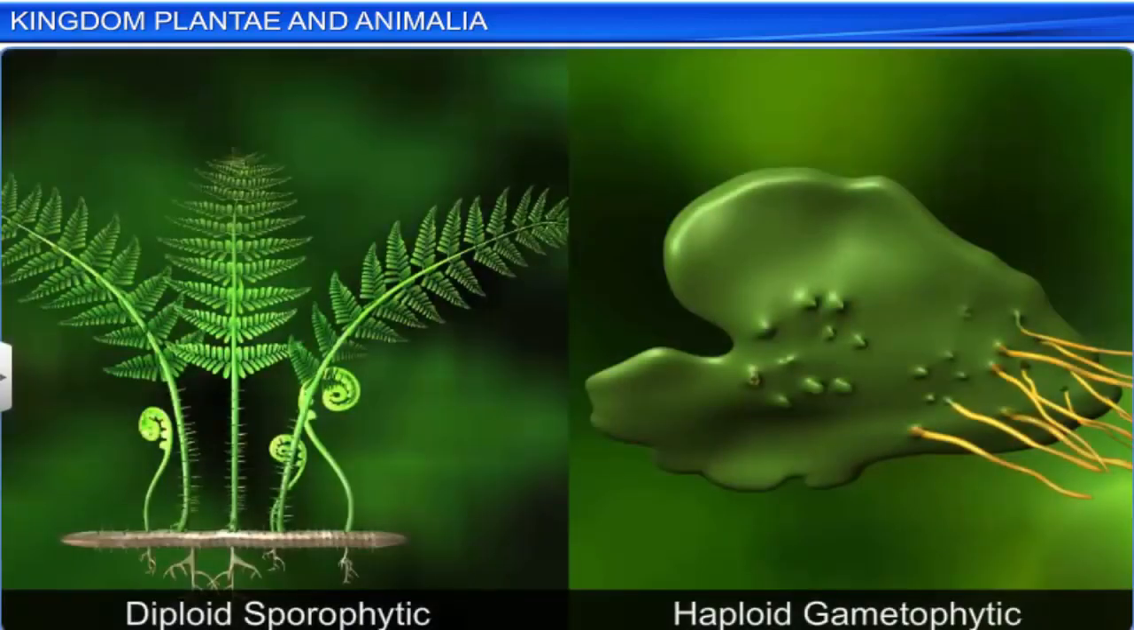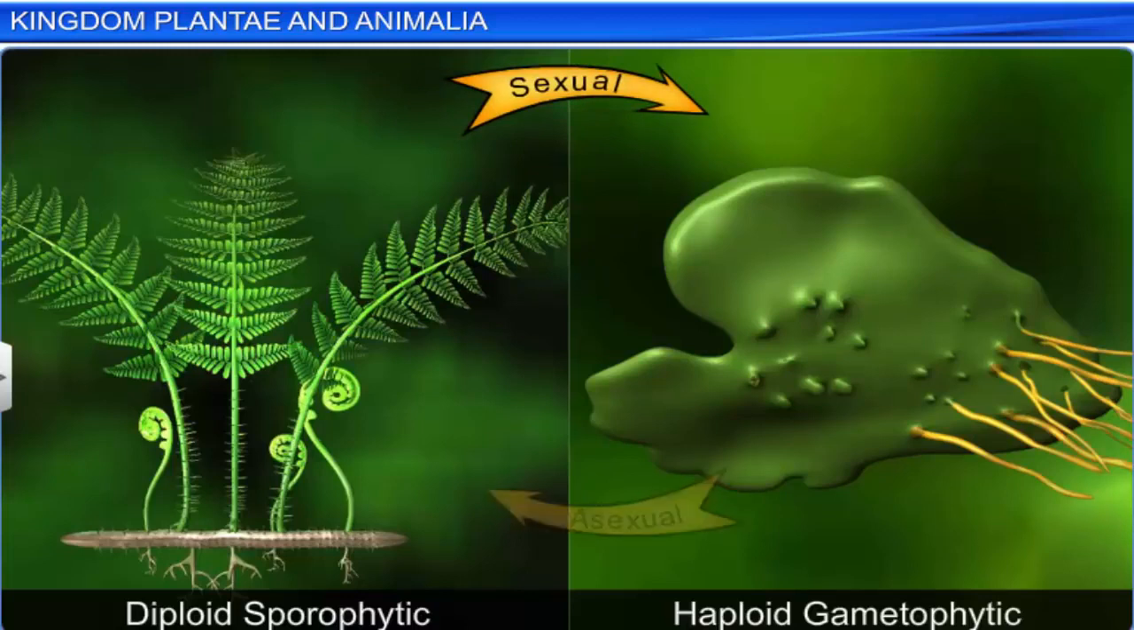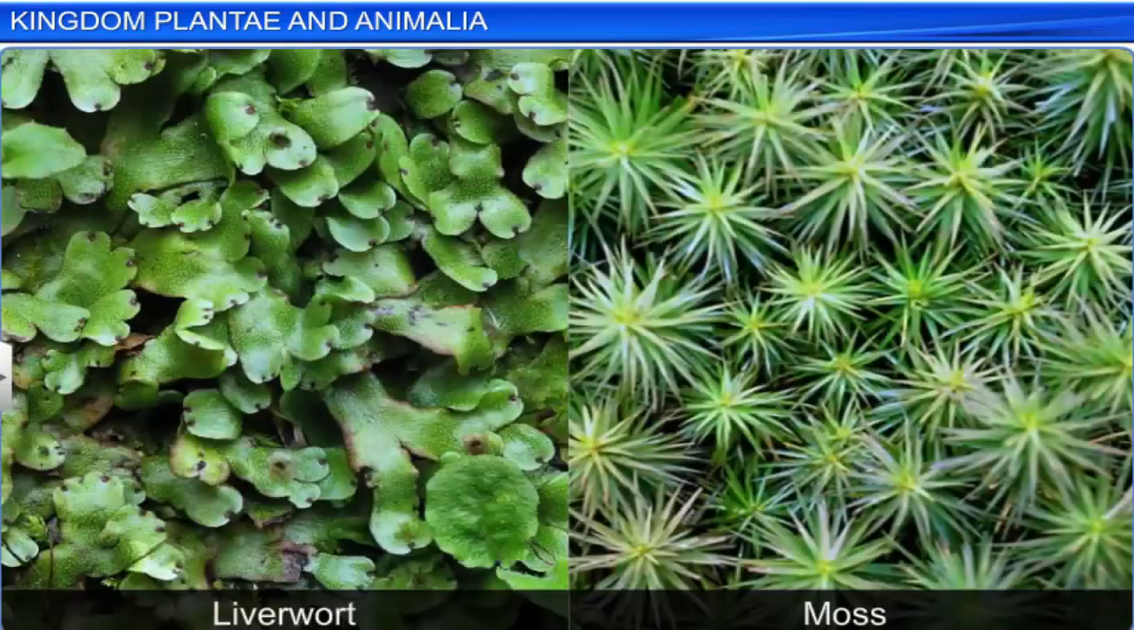Most plants have two alternate phases in their life cycle: the diploid sporophytic and the haploid gametophytic phases. The length of these haploid and diploid phases, and whether they are free-living or dependent, varies between groups of plants. This phenomenon of alternation of sexual and asexual forms in the life cycle is referred to as alternation of generation. It can be noticed in plants such as liverworts and mosses.